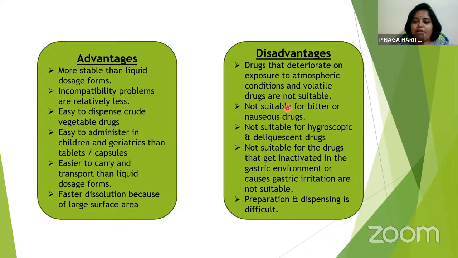And then preparation and dispensing is difficult. Difficult in the sense that there will be a lot of steps in the preparation as well as dispensing, because depending upon the variety of the powders, the dispensing would be different. Okay, we'll see in the coming slides. So depending upon those things, there will be different kinds of powders. The dispensing would be difficult from one type to another. For example, eutectic mixtures, efflorescent powders, like that. We have different kinds of powders where the dispensing would be different, and sometimes it would be difficult even. So these come under the advantages and disadvantages of the powders.